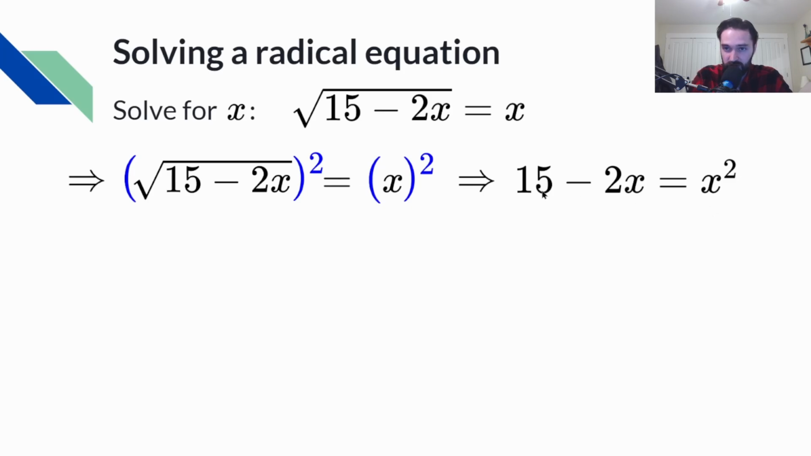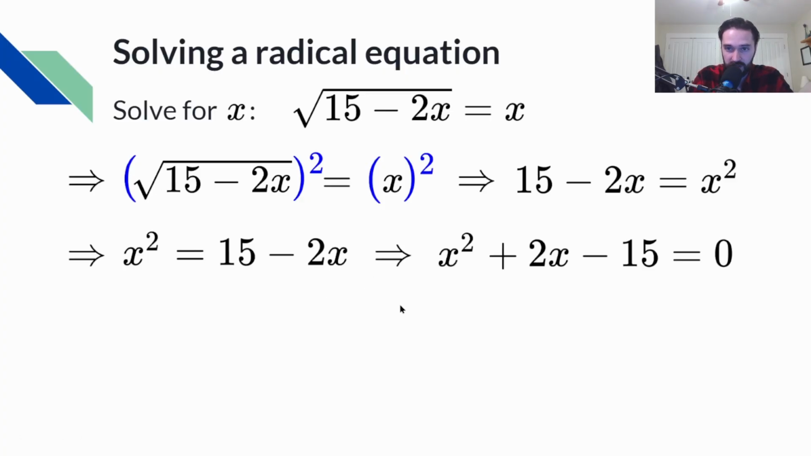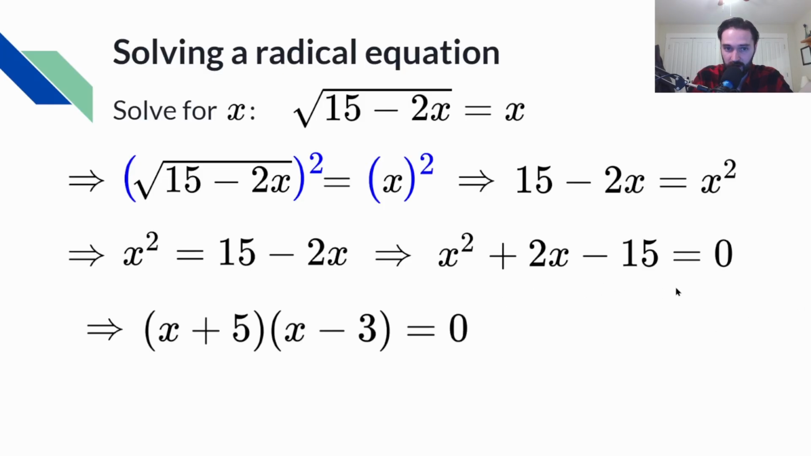So let's put this quadratic equation into standard form. I'm going to swap the left and right-hand sides here, and then we want this to be set equal to 0. So we take the negative 2x to the other side, and we take the 15 to the other side to get this. This expression on the left-hand side is factorable. We can factor it as x plus 5 times x minus 3. So by the zero product property, this equals 0 or this equals 0, which means that x equals negative 5 or 3.